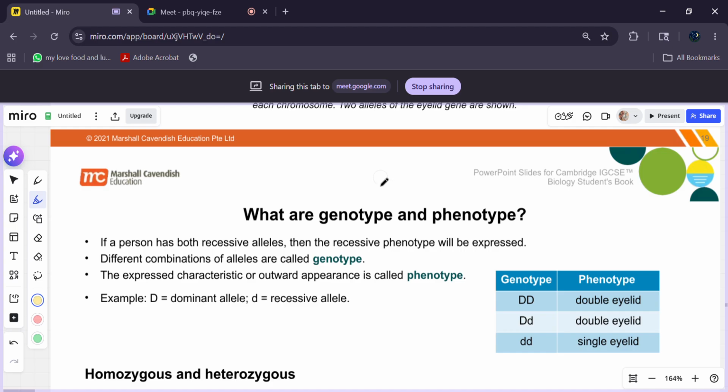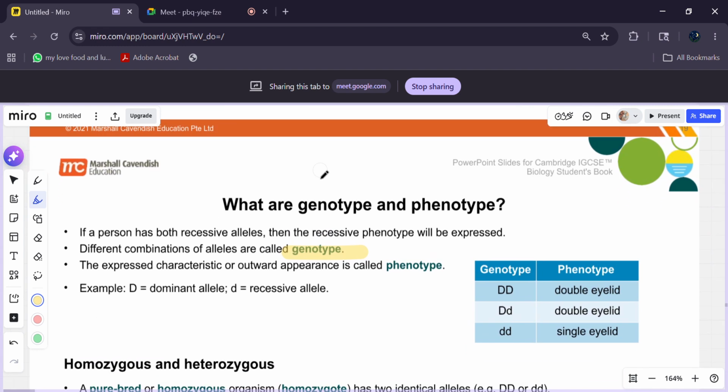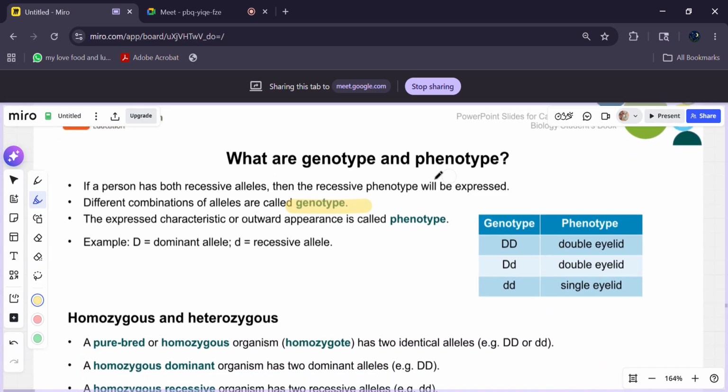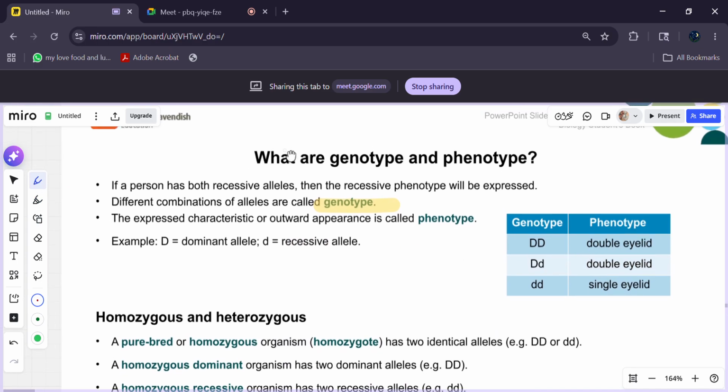What are genotypes and phenotypes? If a person has recessive genes, then the recessive phenotype will be expressed. Different combinations of alleles are called genotype. So genotypes are the combinations of different alleles, and the expressed characteristics of outward appearance are called phenotype. For example, the capital letter D is known as the dominant allele, while the recessive allele is the lowercase d. So now to help you understand, I'm going to write this down.